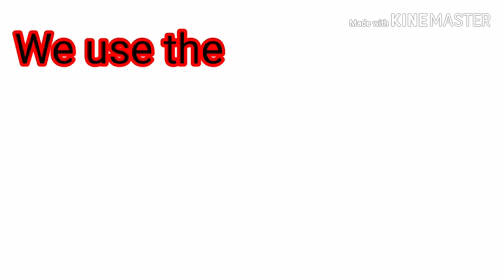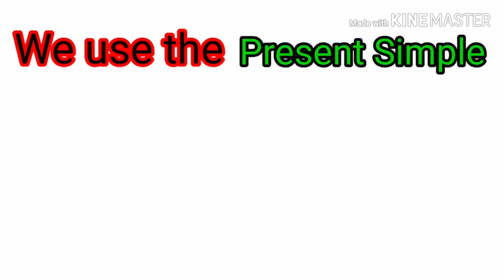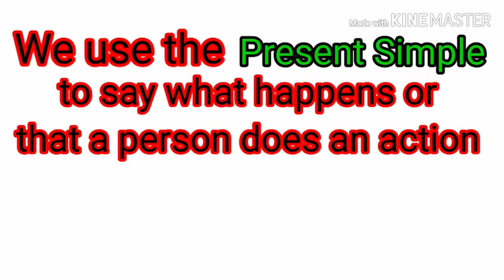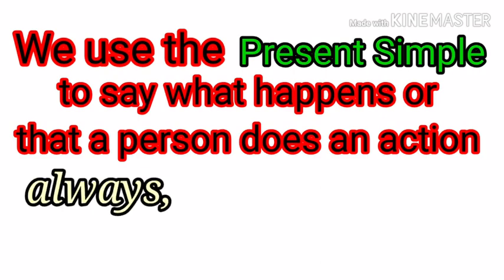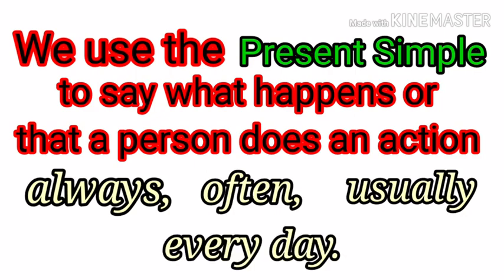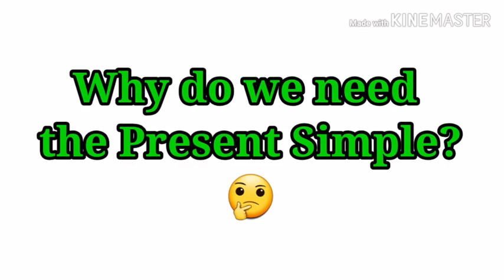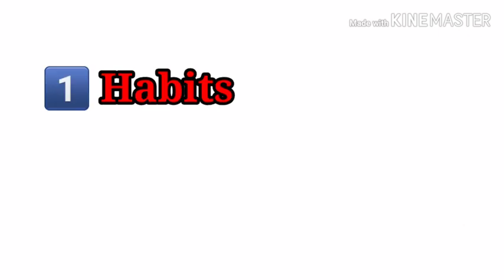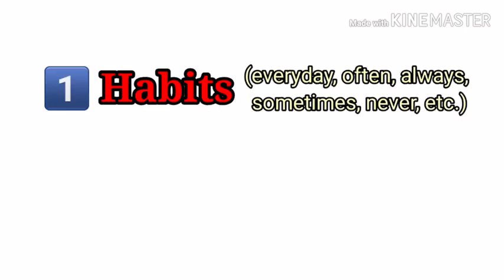Hi guys, now we will learn about present simple. Now let's get started. We use the present simple to say what happens or that a person does an action always, often, usually, or every day. So anyway, why do we need the present simple? Now I will answer. First, when we talk about habits with every day, often, always, sometimes, never, etc.